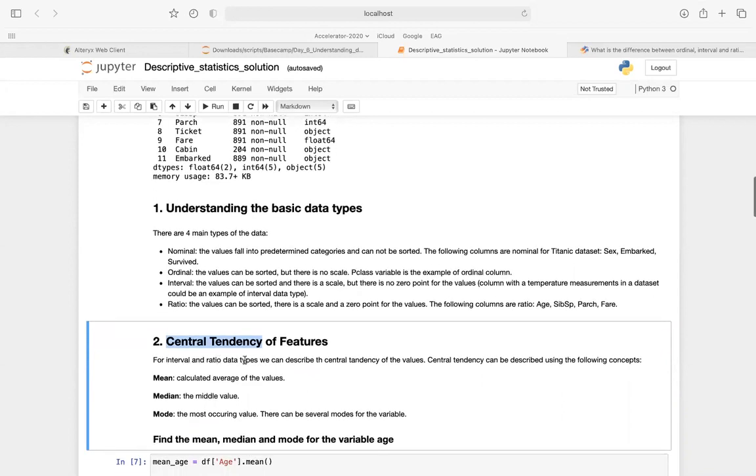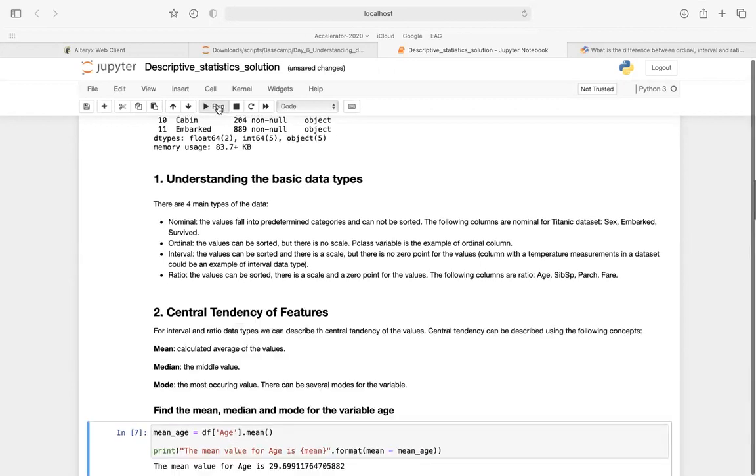So for interval and ratio data types, we can describe the central tendency of the values. Central tendency can be described using three concepts: mean, median, and mode. I'm sure we all have learned this. We all know what it means. Mean is the calculated average of the values. Median is the central number, the middle value. And mode simply means the most frequently occurring value.